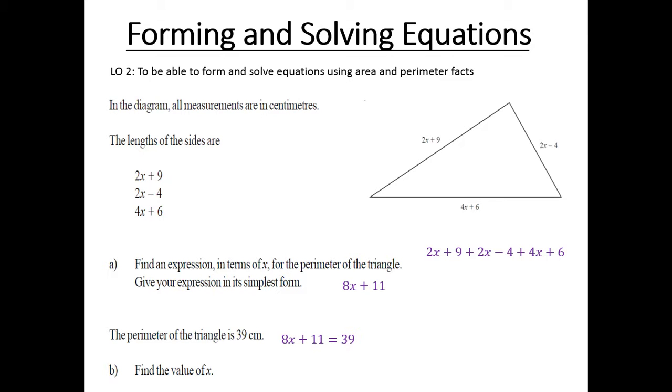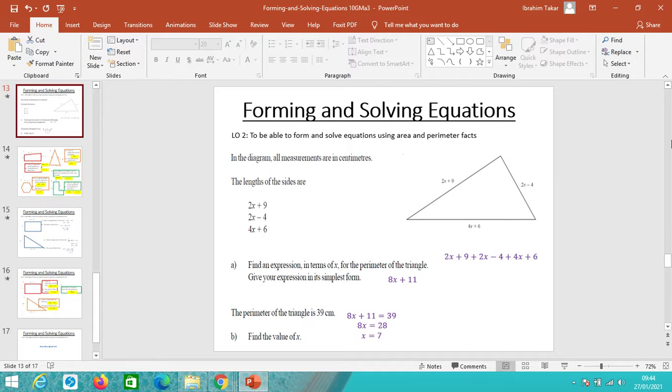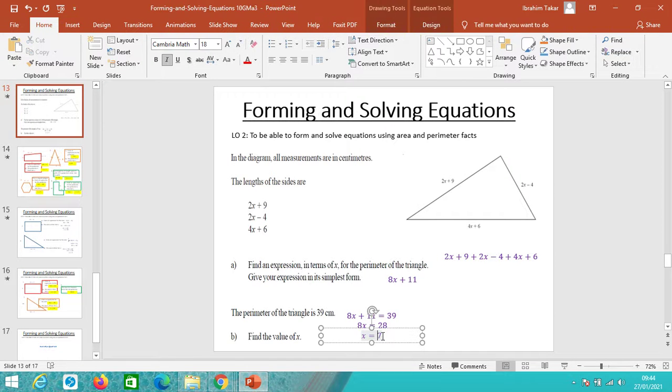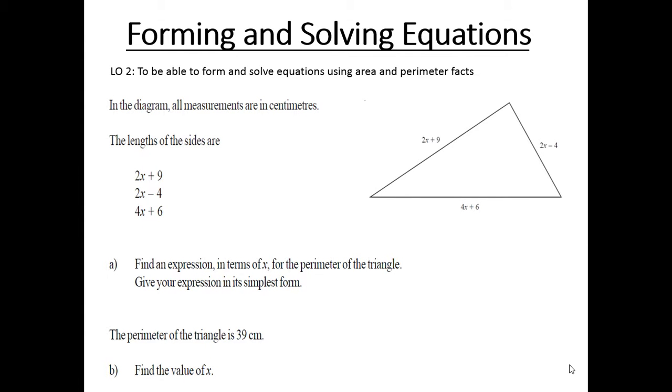Now it says find the value of x. So if you formed your equation, all you have to do is actually solve the equation. So minus 11 from both sides gives you 8x is equal to 28. And then x is equal to, that should be 3.5, because 28 divided by 8 would be 3.5, all right?